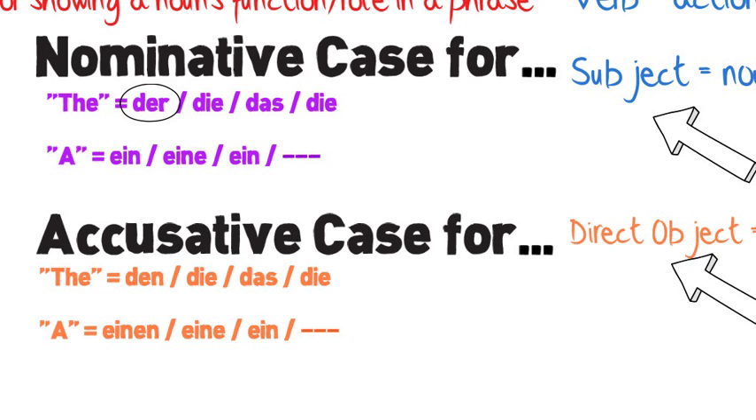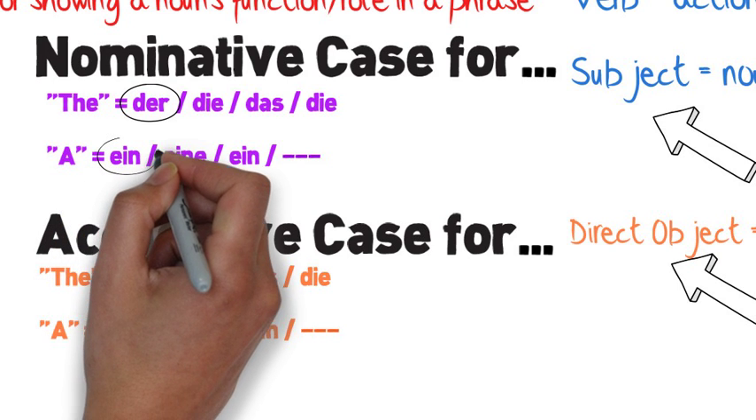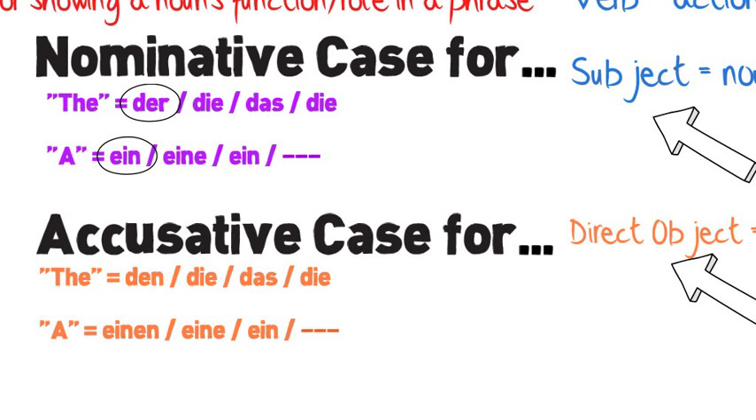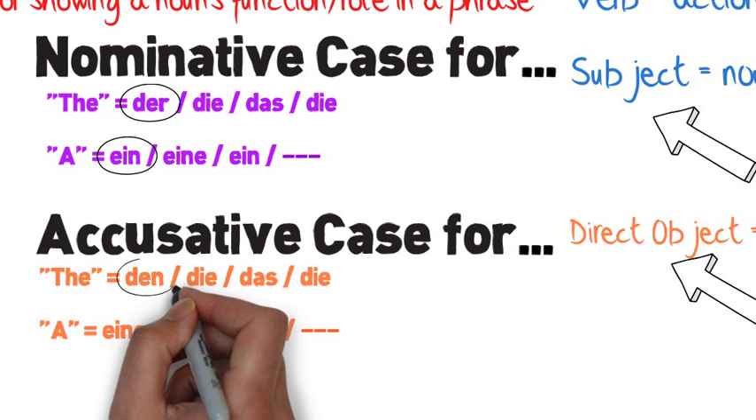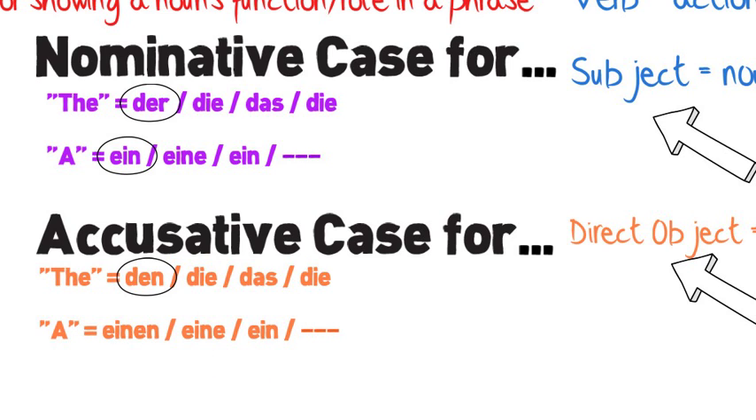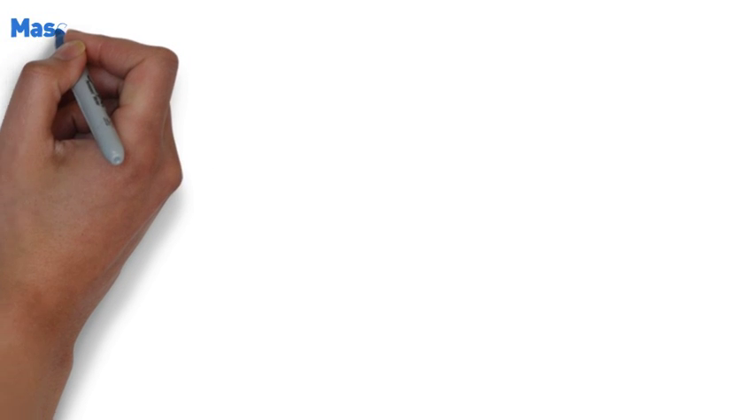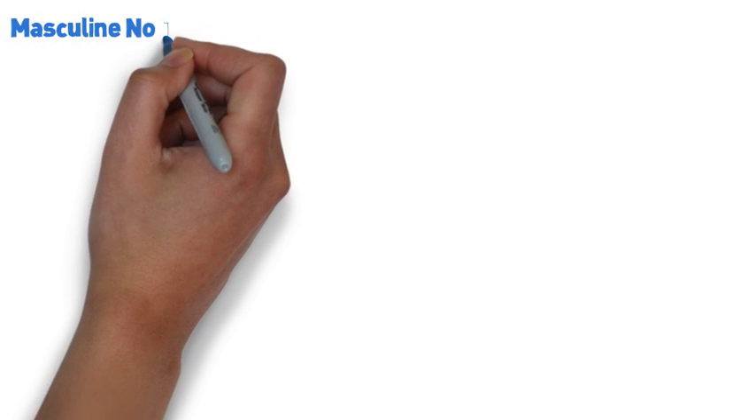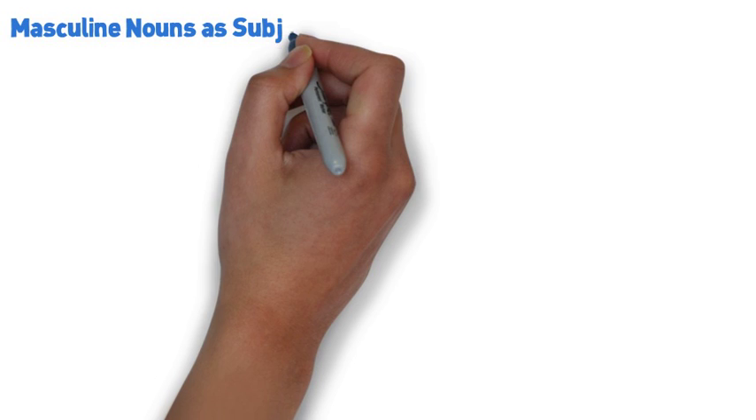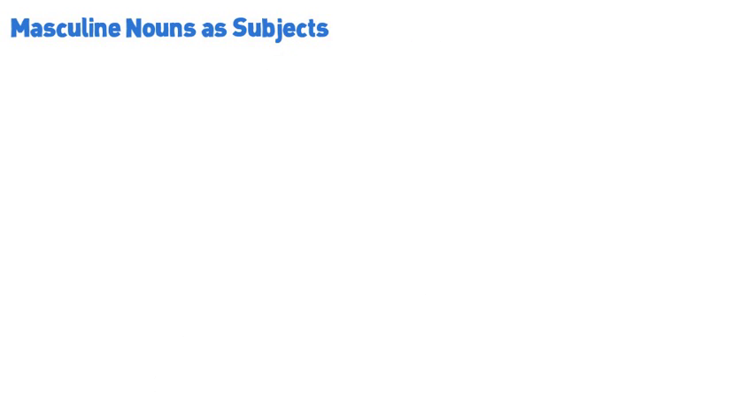Now, the very good news is that the nominative and accusative cases are identical, except for masculine nouns. Masculine nouns are the only ones that will look different when they're direct objects instead of subjects. Der becomes den in the accusative case, and ein becomes einen. So since they're tricky, let's look at some examples of how masculine nouns work in context.